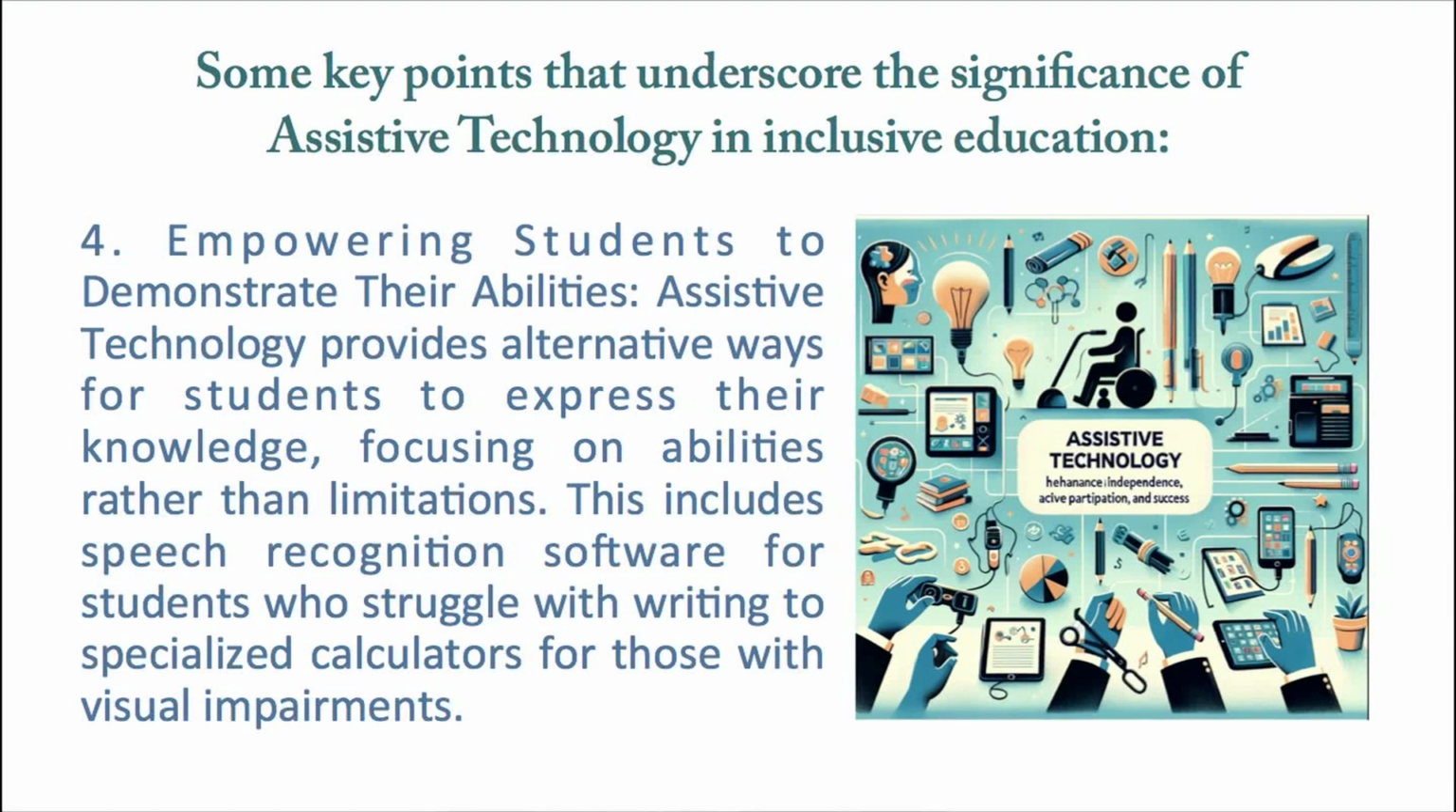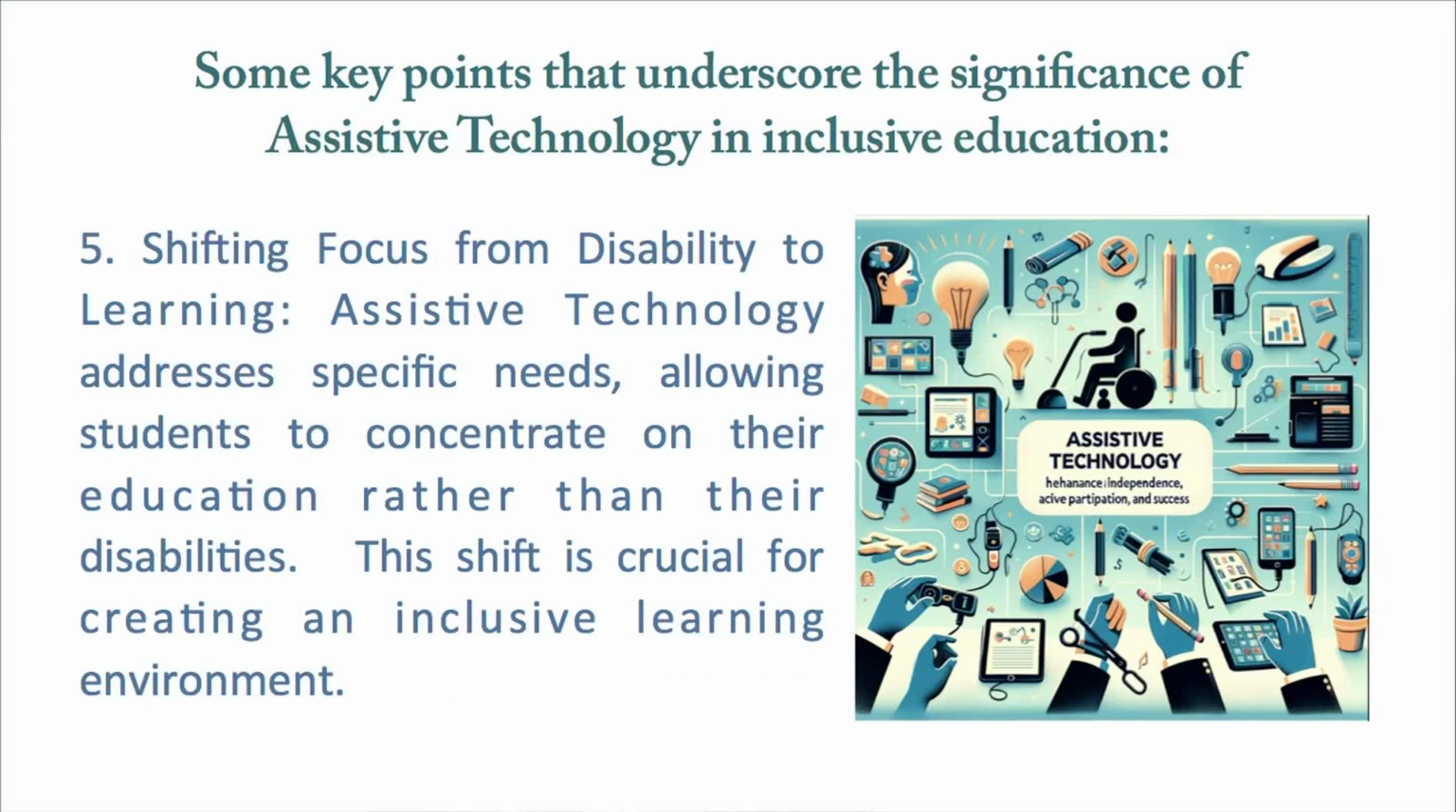Empowering students to demonstrate their abilities. Assistive technology provides alternative ways for students to express their knowledge, focusing on abilities rather than their limitations. These include speech recognition software for students who struggle with writing to specialized calculators for those students who have visual impairments. Shifting focus from disability to learning. Assistive technology addresses specific needs, allowing students to concentrate on their education rather than on their disabilities. This shift is crucial for creating an inclusive learning environment.